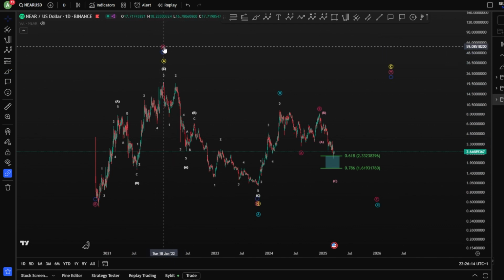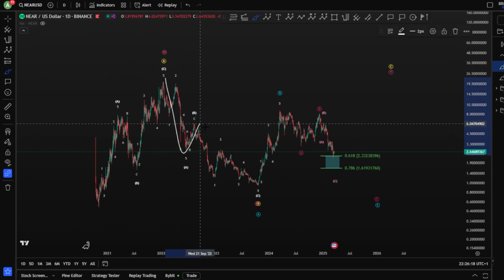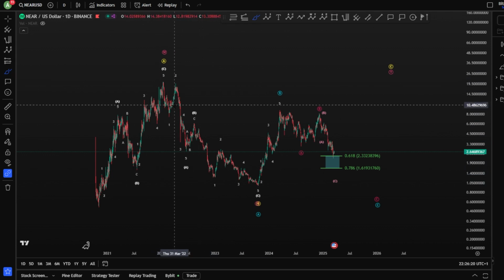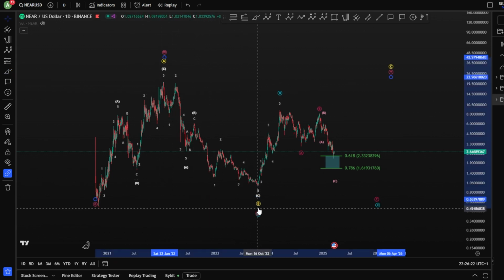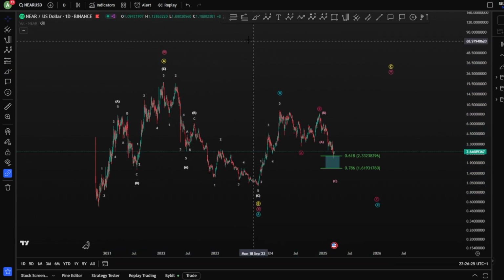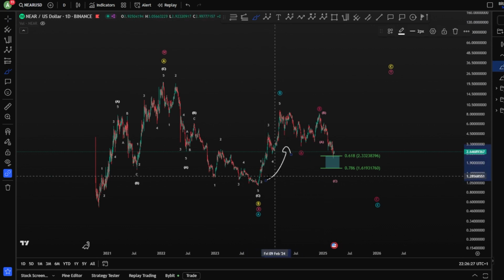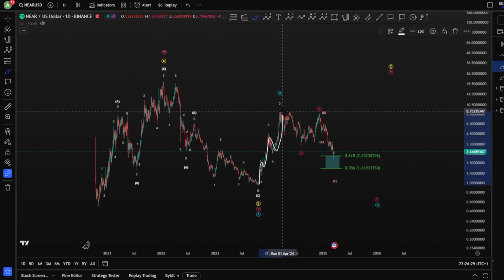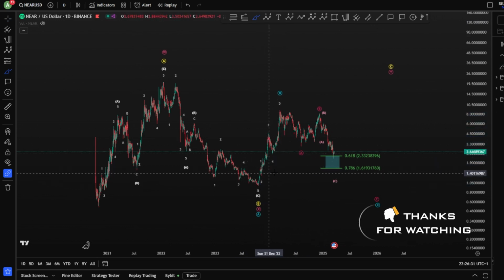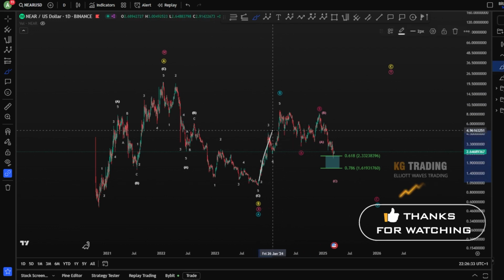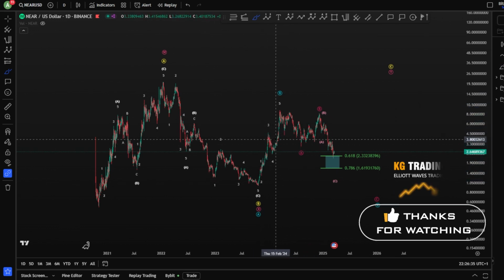We have a wave A potentially, or wave W. Of course, we are looking for ABC after it as a corrective wave for a wave B or a wave X here. And in both scenarios, you would like to see higher prices, 1, 2, 3, 4, 5. We have an impulse here potentially, or it can be three waves towards the upside as well.